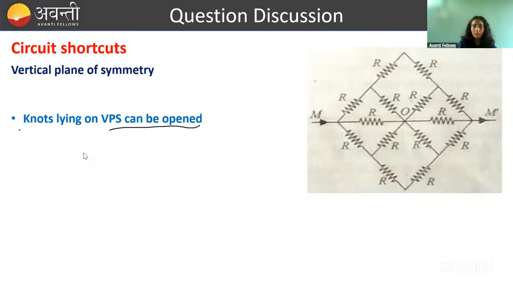So here, this is a horizontal line, and you can clearly see if you make it a mirror, the upper portion is a mirror image of the lower. So this is the HPS. Now draw a perpendicular bisector. If you use it as a mirror, you can see the left-hand side is a mirror image of the right-hand side. So this is also a VPS, and on this VPS there is a knot. So you can open this knot.